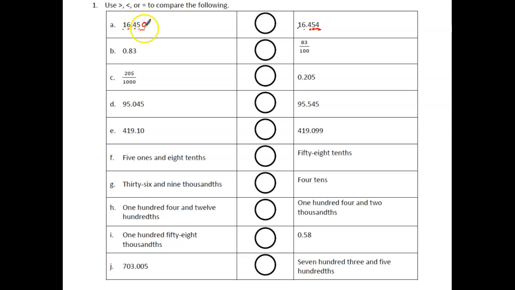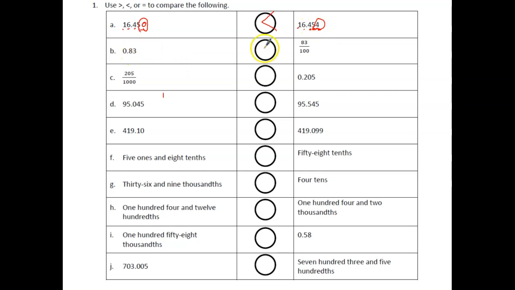Now we can compare. Thousandths to thousandths, we know that 4 is greater than 0. 4 thousandths is greater than 0 thousandths, so therefore 16 and 454 thousandths is greater than 16 and 450 thousandths, or 450 thousandths could be renamed as 45 hundredths, and vice versa. So we know we're going to use our less than symbol. 16 and 45 hundredths is less than 16 and 454 thousandths.